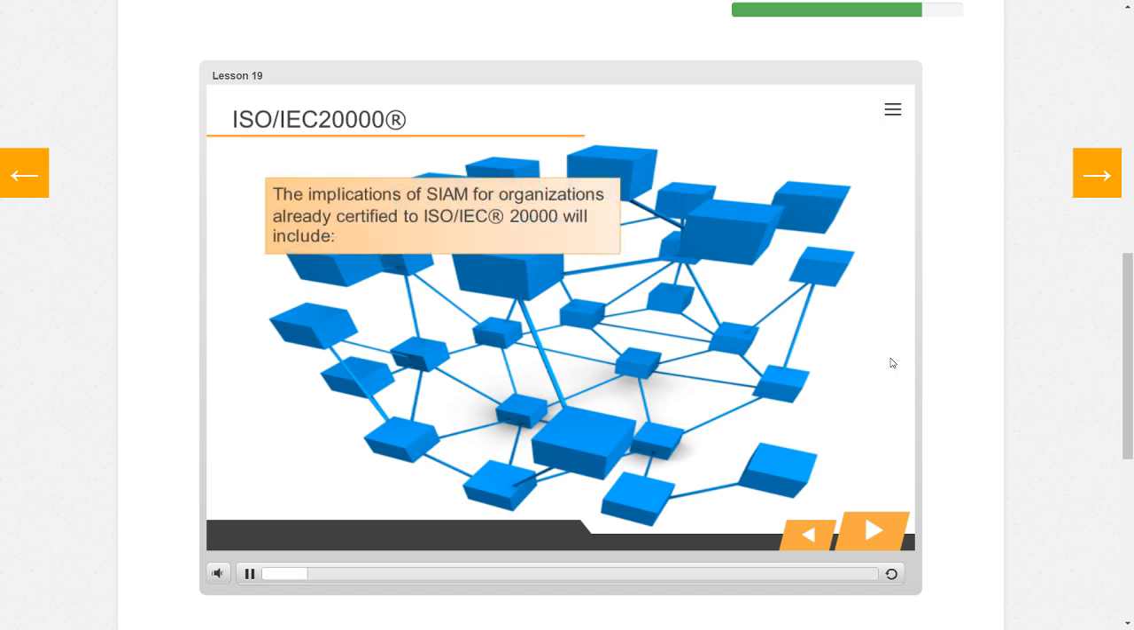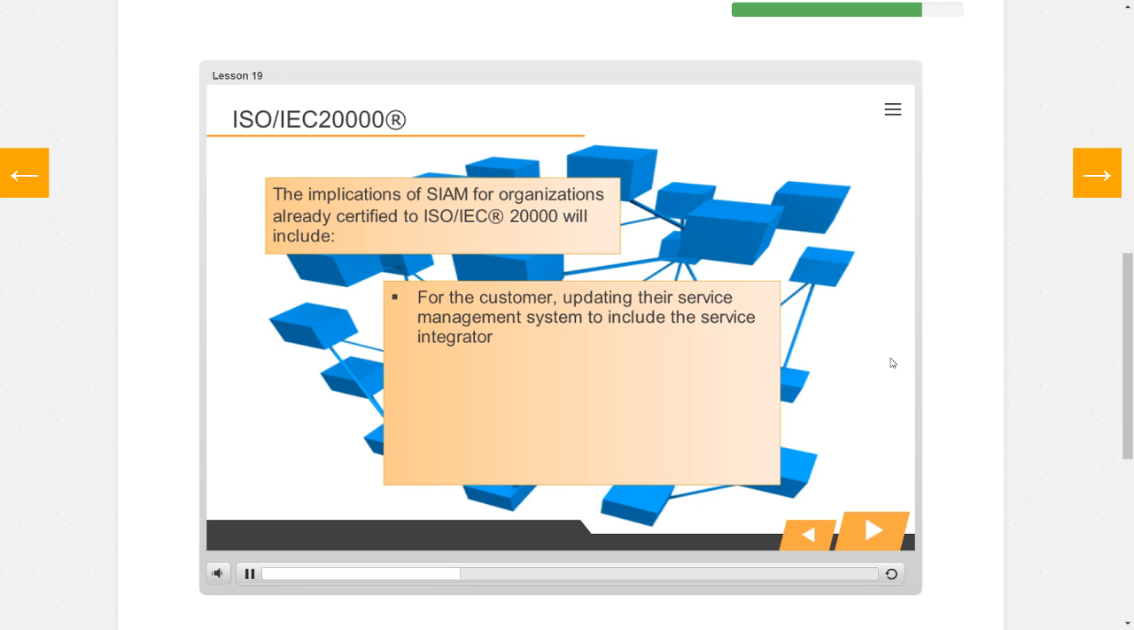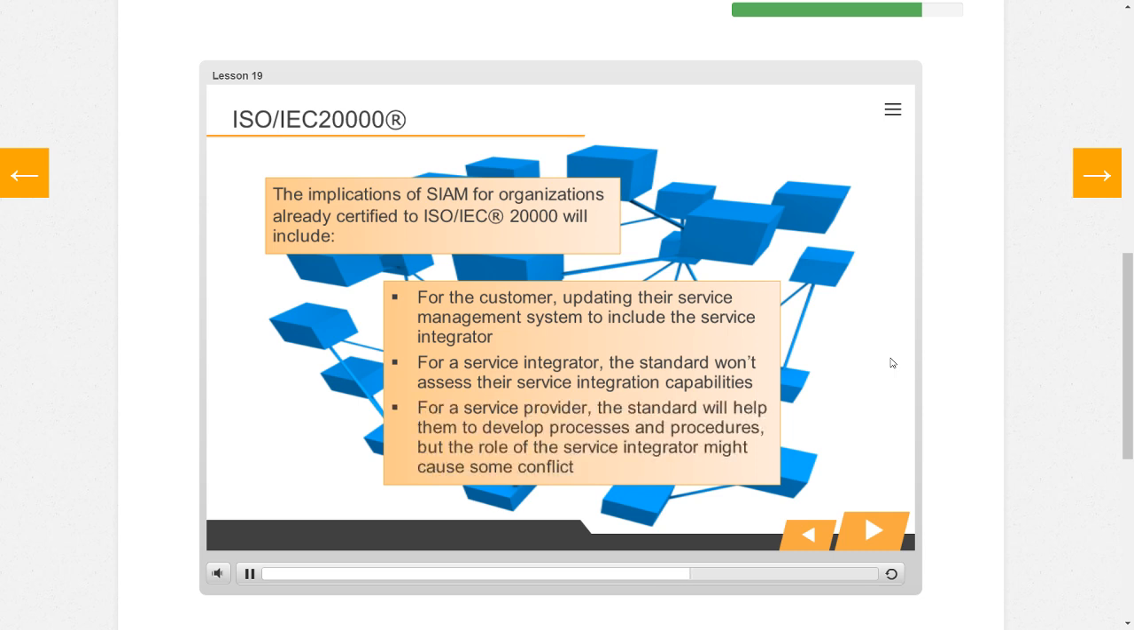The implications of SIAM for organizations already certified to ISO IEC 20000 will include, for the customer organization, updating their service management system to include the service integrator and their role. For a service integrator, the standard won't assess their service integration capabilities. For a service provider, the standard will help them to develop processes and procedures, but there may be some areas where the requirements in the standard conflict with the requirements from the service integrator.